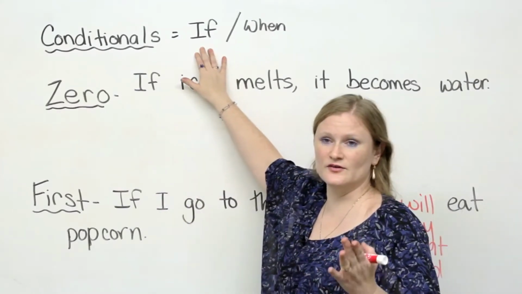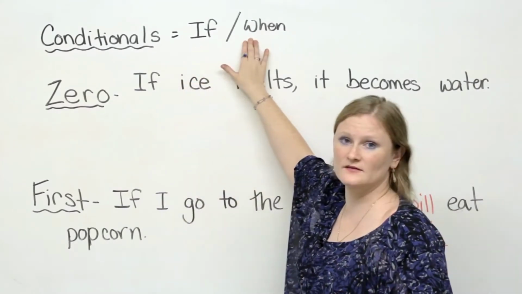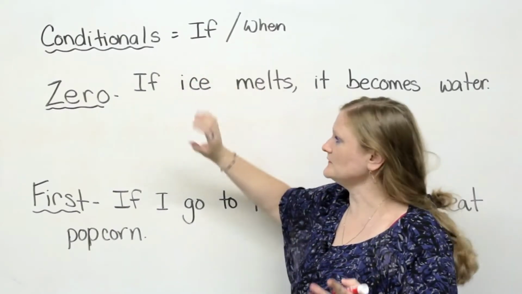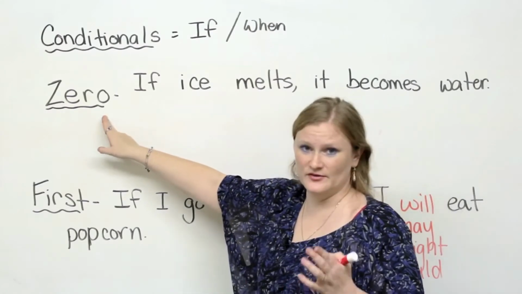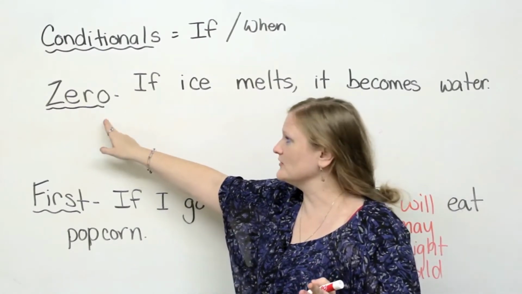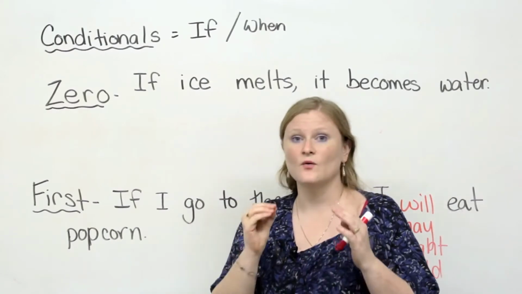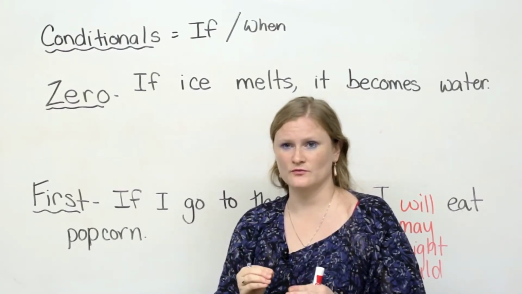Conditionals in English always start with if or when. Most of the times they're going to start with if, but you can also use when. So, the first one I'm going to teach you is zero conditional. Zero conditional, you can think of as something that is always 100% true.